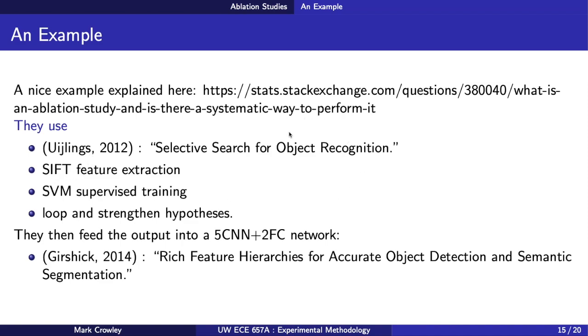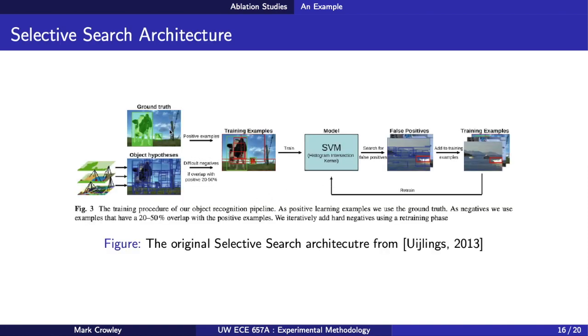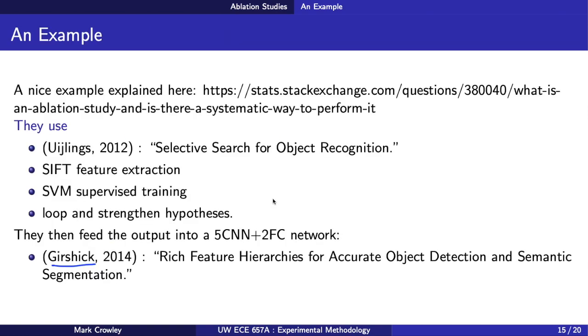This is a good example explained at the following link here. And the paper that does the ablation study is this Girshick paper, and it's object detection in images. Right. So the task is you're given an image. Here's an image of a field with a fence and a cow in it, and you want the algorithm to detect all the objects in it, the cow, the tractor, the fence. It's got to detect objects, right?